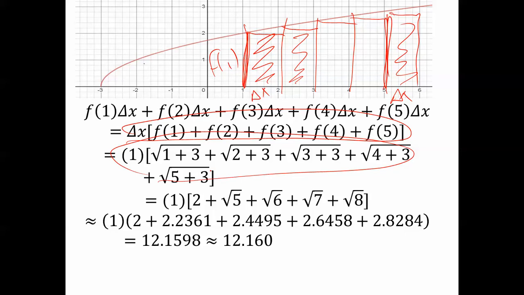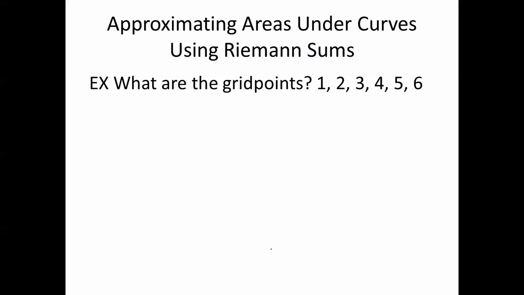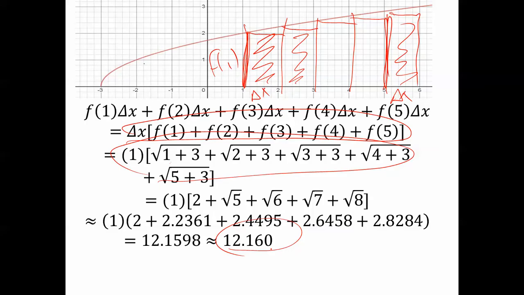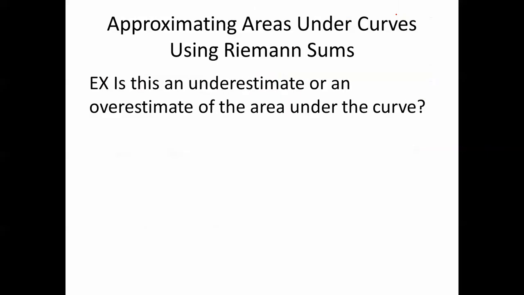So we end up with 1 times root 1 plus 3, which is root 4, and that's 2. We end up with 1 times 2 plus root 5 plus root 6 plus root 7 plus root 8, and that works out to be 12.160. Okay, the grid points as before, 1, 2, 3, 4, 5, 6. Is this an underestimate or an overestimate of the area under the curve? Well, notice we did not count things that should have been counted. So this is going to be an underestimate of the area under the curve.